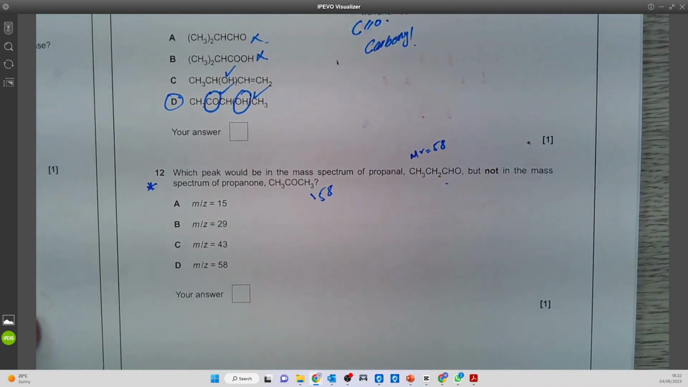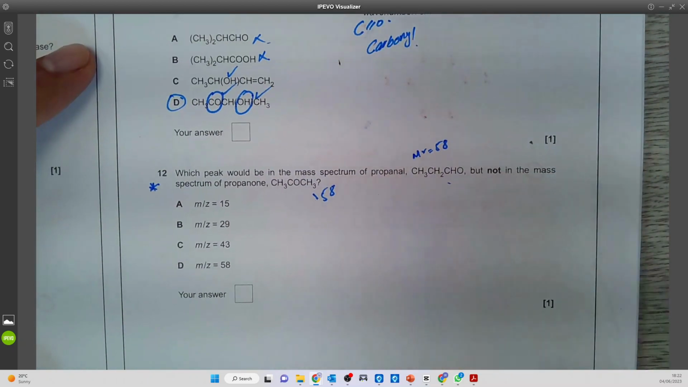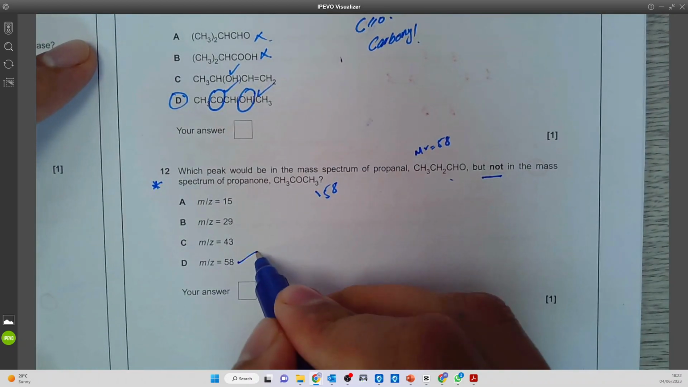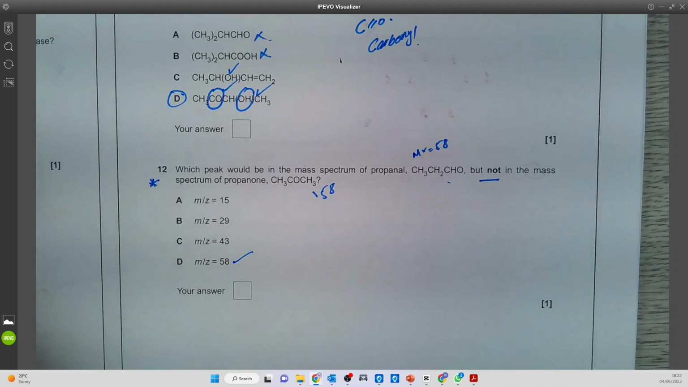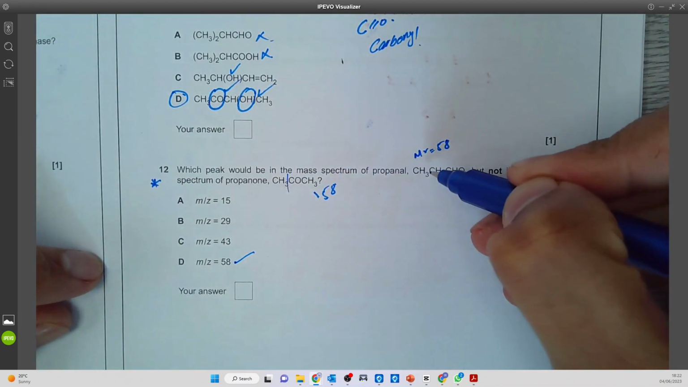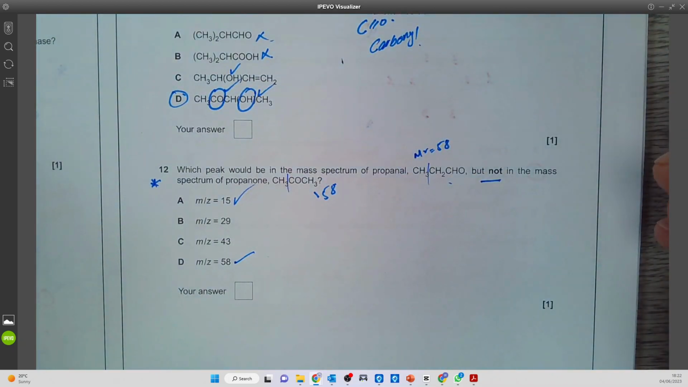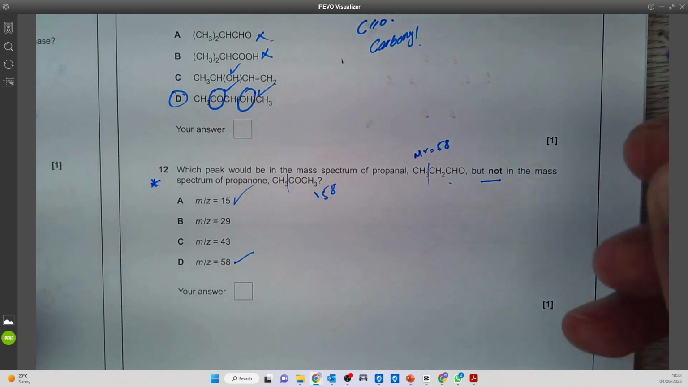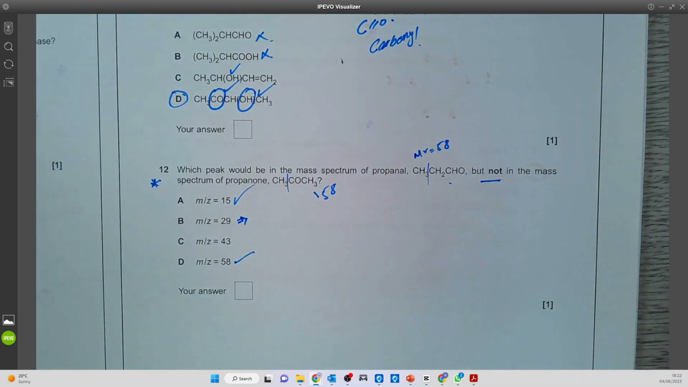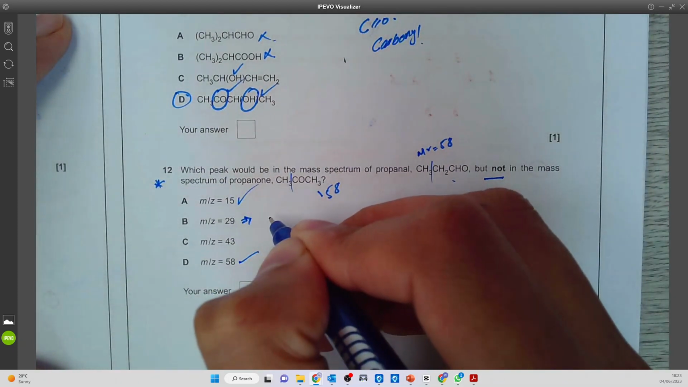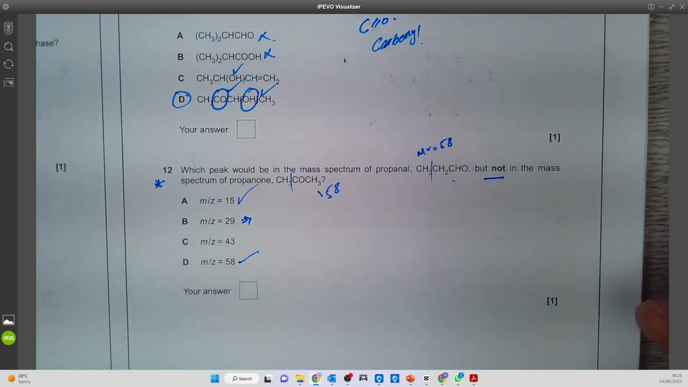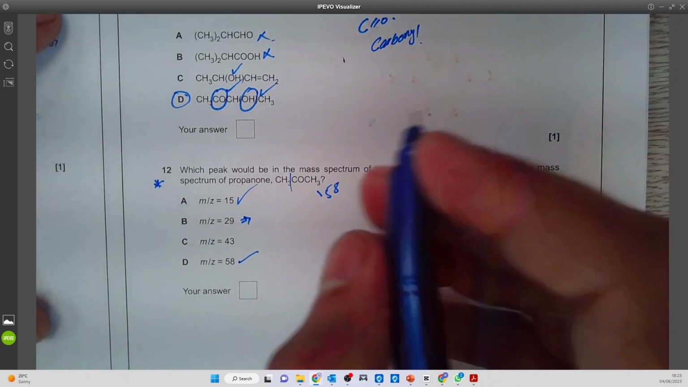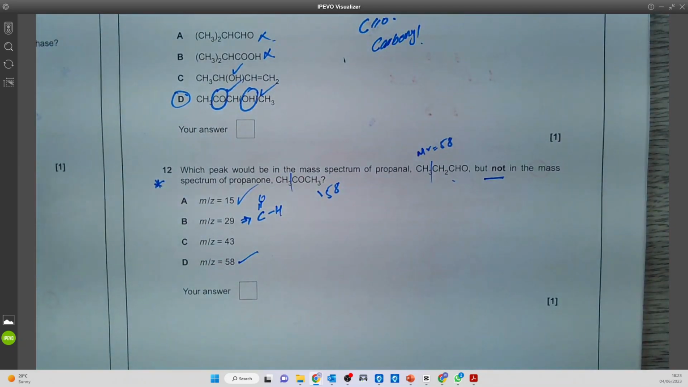Question number 12 says which peak would be in the mass spectrum of propanol but not in the spectrum of propanone. I can see they both have the same Mr, so this will be there. It will be present. How about 15? Yes, if I break it from here, this will also be present. Okay, how about 29? Work out what is 29 and what is 43. 29 is only in the first one, because what is this equivalent to? It's the C double bond O and then H. Okay, this section. That's fine. So the answer is B.